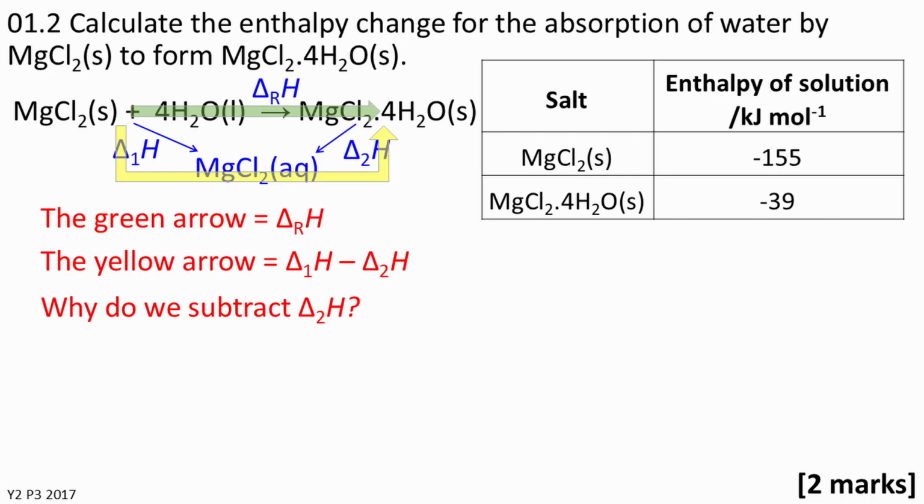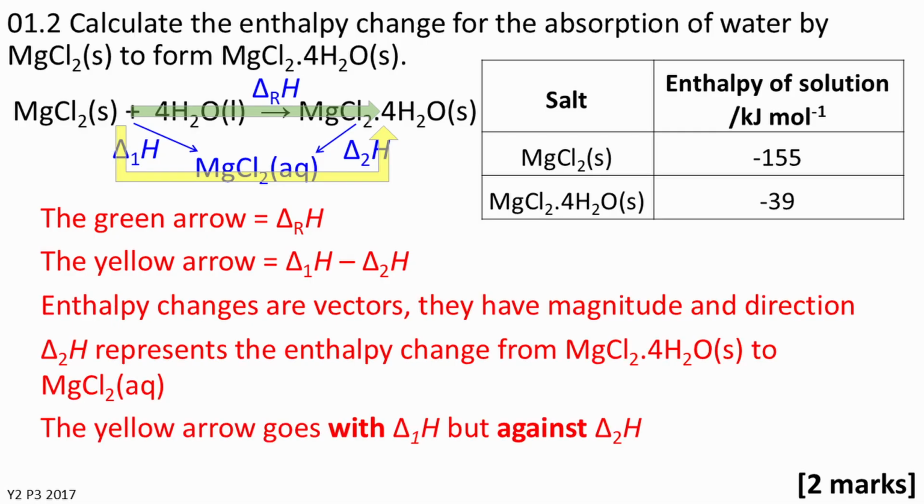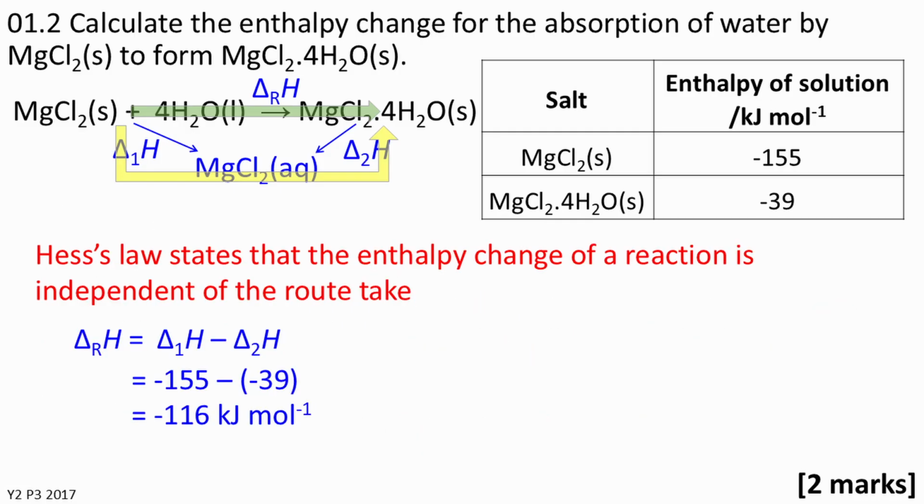So why do we subtract delta 2H? Enthalpy changes are vectors. They have magnitude and direction. Delta 2H represents the enthalpy change from MgCl2.4H2O solid to MgCl2 aqueous. The yellow arrow goes with delta 1H but against delta 2H. When we apply Hess's law to this cycle and express it mathematically, delta RH is equal to delta 1H minus delta 2H. Remember that each Hess cycle is different.